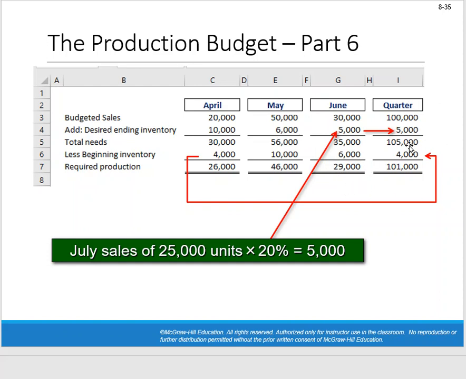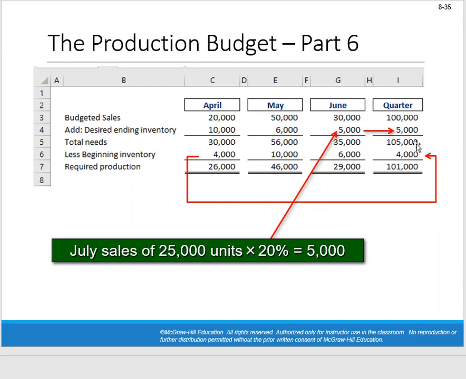And I do want to point out in the quarter column, look at these red arrows. So budgeted sales for the quarter, 100,000 units. So that's a sum of April, May, and June. But the next row, add desired ending inventory. The ending inventory is not a sum. It's the ending inventory at the end of June. It's not a sum, it's a balance at a point in time. So it's the ending inventory from June. I'm pointing this out because it's important for your budget spreadsheet assignment.